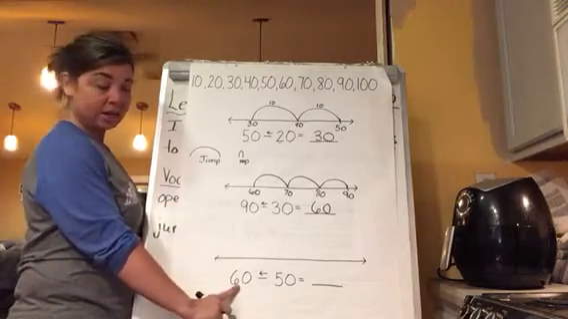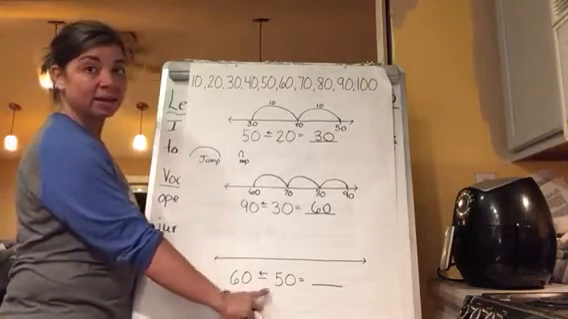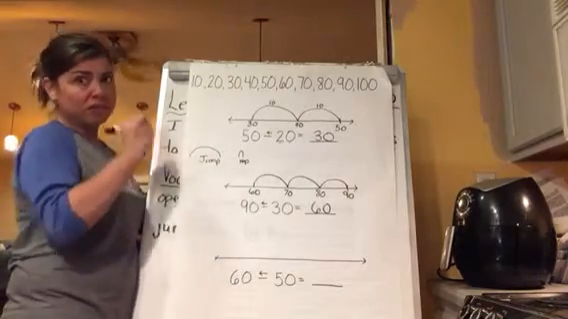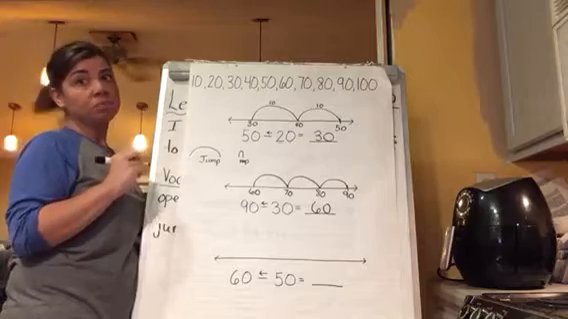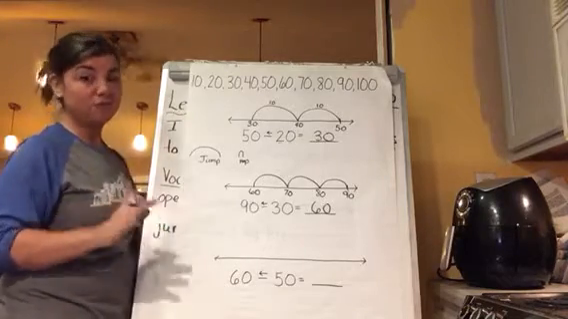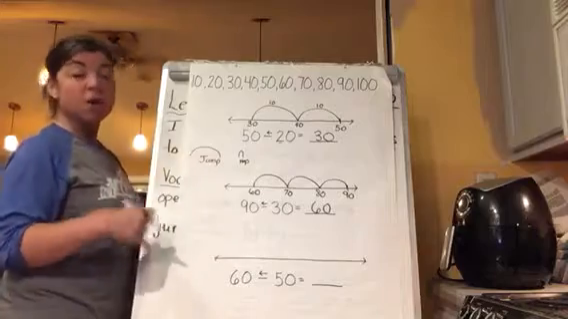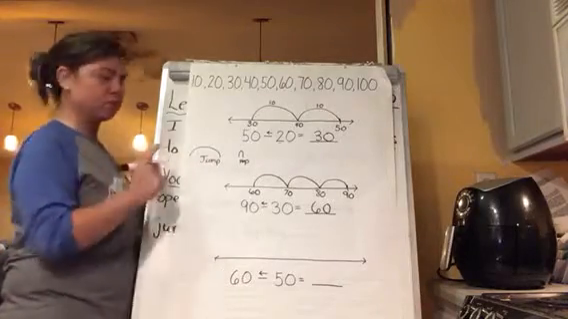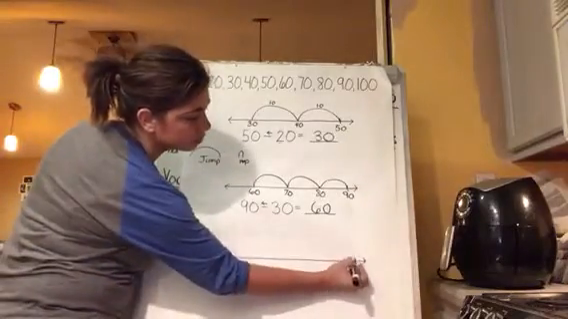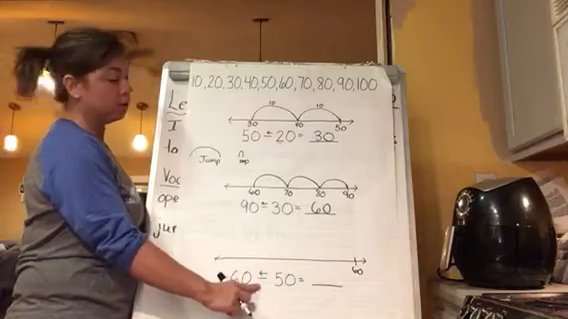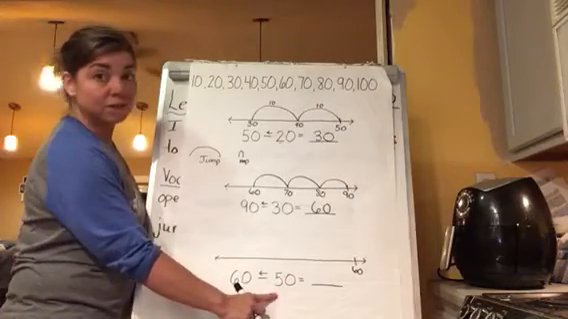So 60, count back 50. Now, are we going to do 50 little hops backwards? No way, because I don't know about you, but my legs would be super tired if I did 50 little hops. So, instead of doing the little hops, we are going to do the jumps. That's right. So we are going to start at 60, and we are going to jump backwards 5 times.